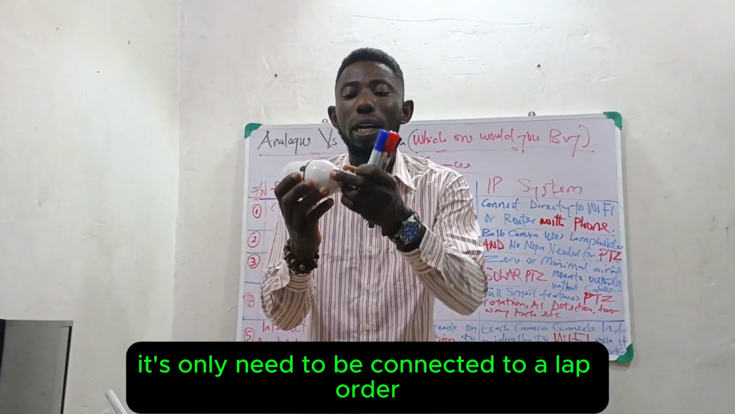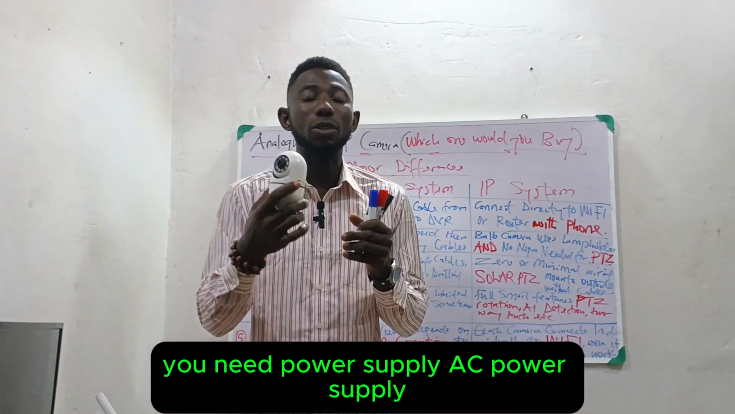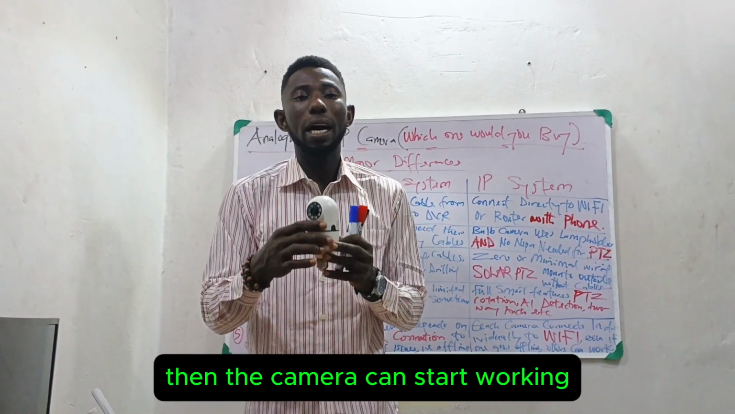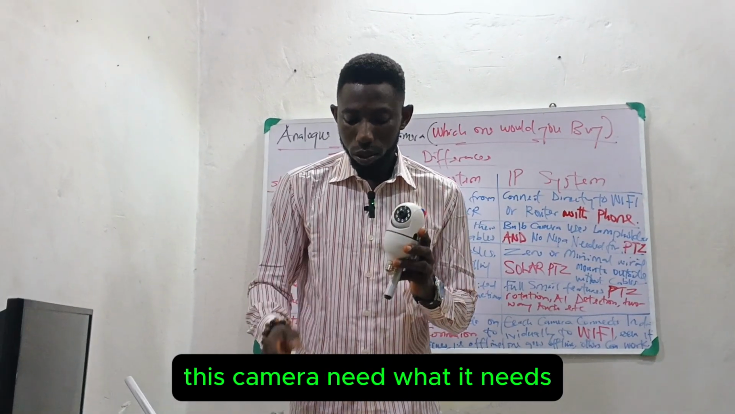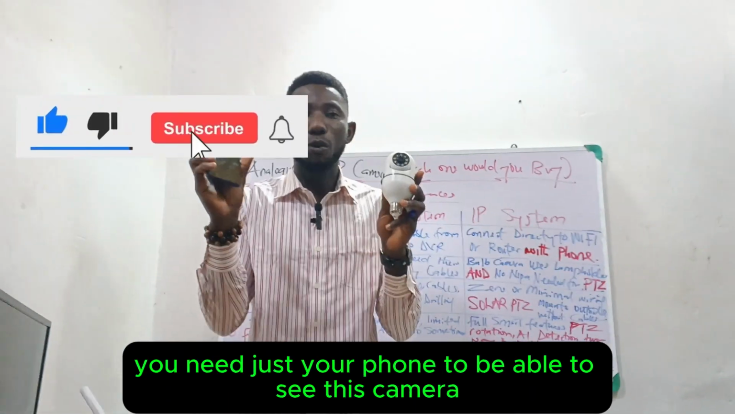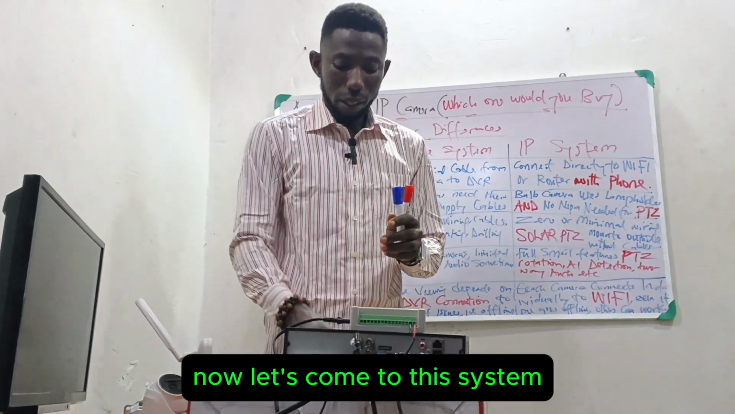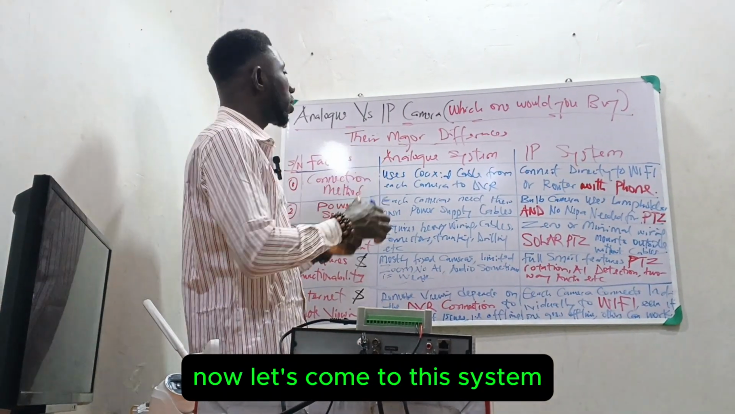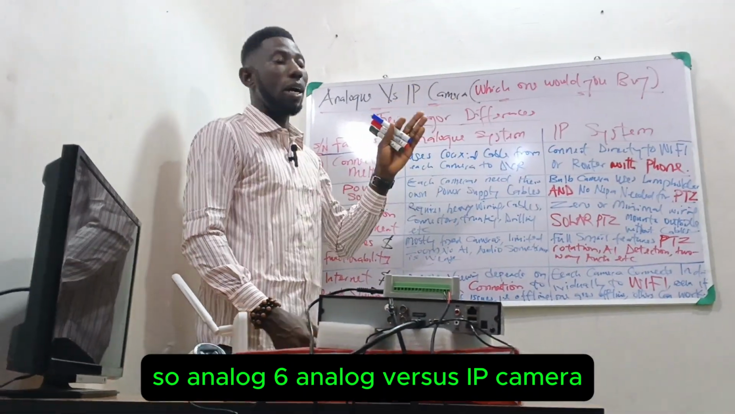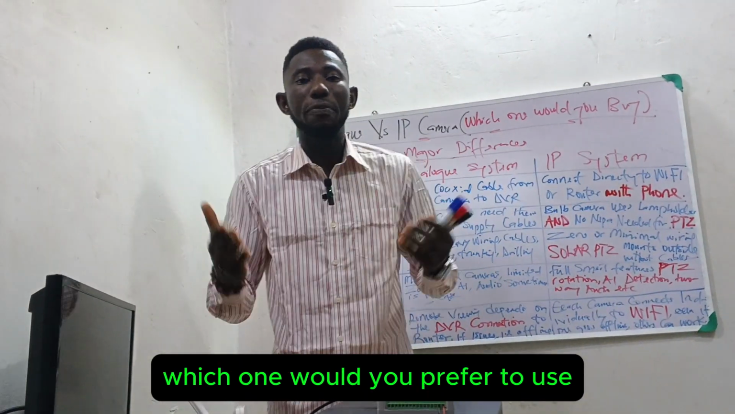It only needs to be connected to a lamp holder, then you run a power supply to it. You need an AC power supply, then a router, and just your phone. Then the camera can start working. You need this camera, the router, and just your phone to be able to see this camera. So now let's come to this comparison: analog versus IP camera, which one would you buy? Which one would you prefer to use?